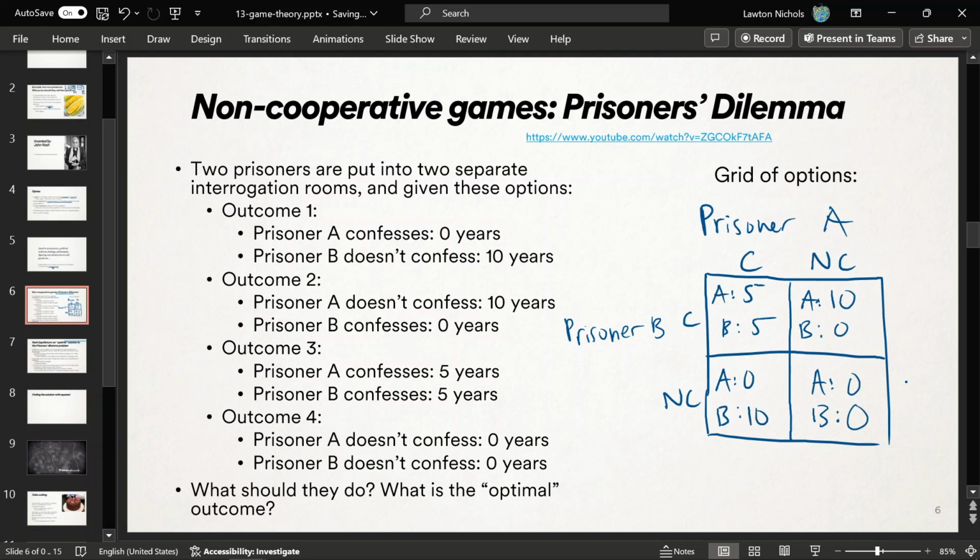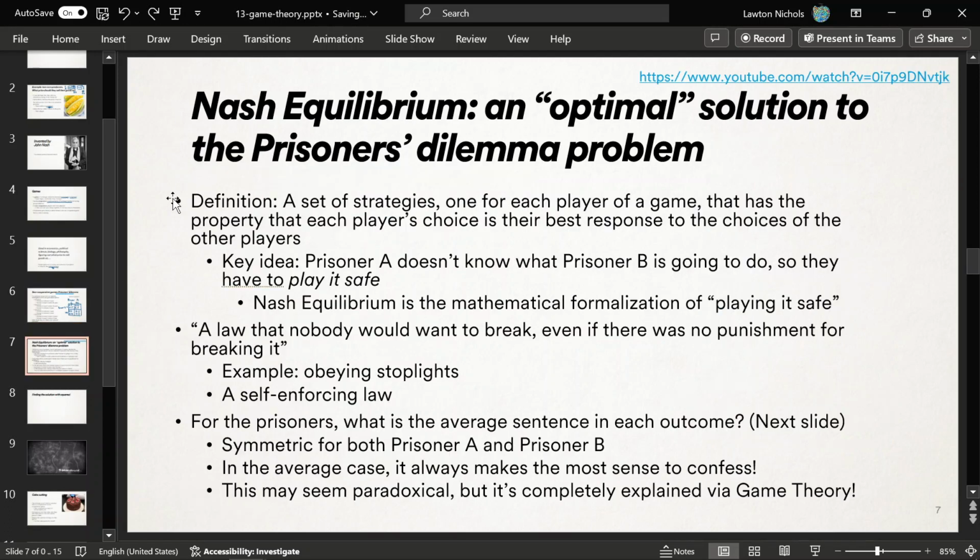They can go home. So that's your grid, and it might seem that this is the right option. That's the right way to play the game. Both of you keep your mouths shut, and you'll both walk away for free. The surprising thing is that this is not the optimal outcome of this game, because it's non-cooperative. So let me spend a slide saying that to you.